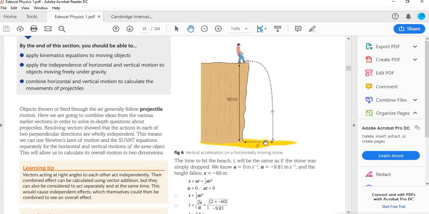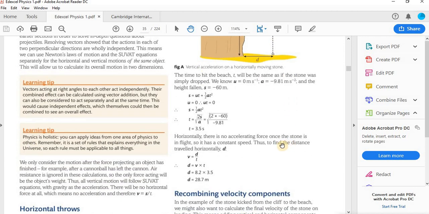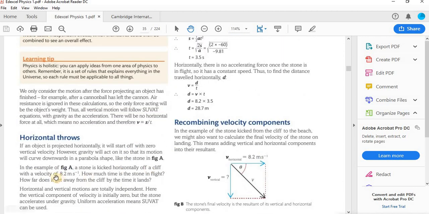Sir, how did you get 8.2, sir? Huh? It's given in the question. See, 8.2 is given here.